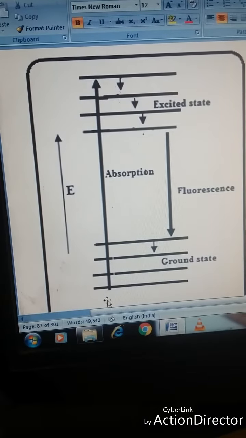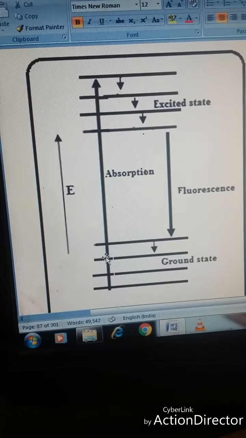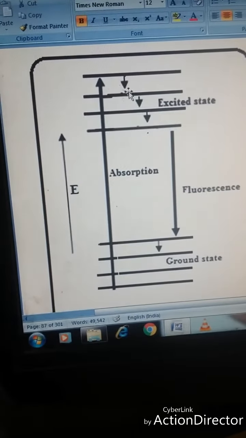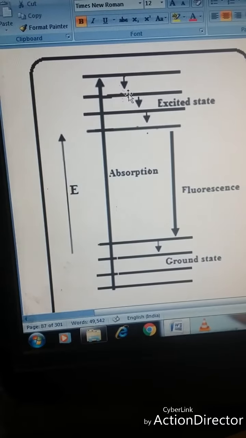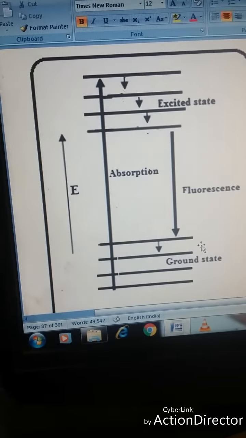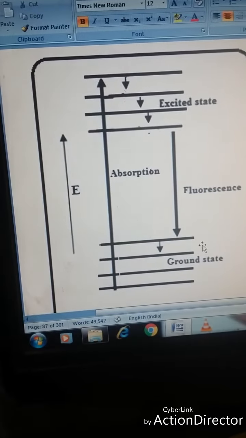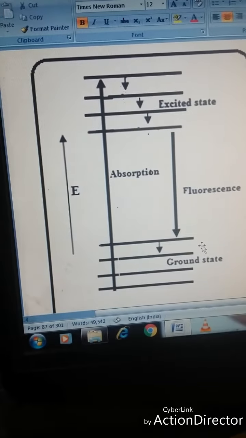So first there will be absorption of radiation, and then it goes from the ground state to the excited state. And in the excited state it also comes back from a higher excited state to a lower excited state, and finally it comes back to the ground state. So fluorescent material ceases to glow nearly immediately when the radiation source stops.